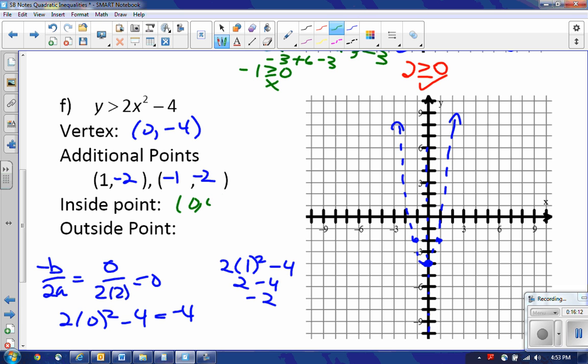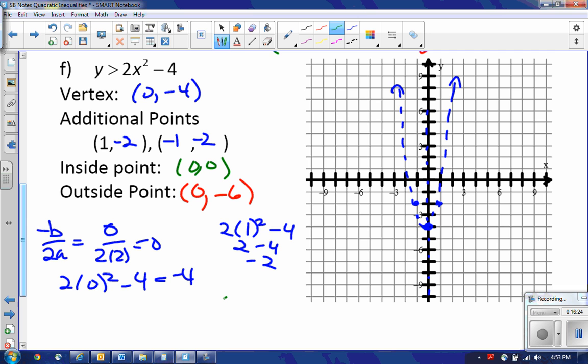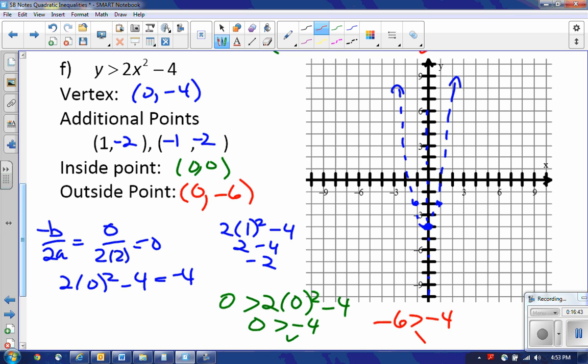And we'll choose a point inside. I'm going to work with (0, 0). And a point outside, I'm going to take (0, -6). My inside point, when I go to test that, I'm going to get y is greater than 2 times 0 squared minus 4. This is all going to be 0 minus 4, so 0 is greater than -4. This is true. It's going to test our outside point, -6, greater than, we use the same x value, so that's also going to be -4, and this is not true. So we will be shading inside our graph. And there it is.